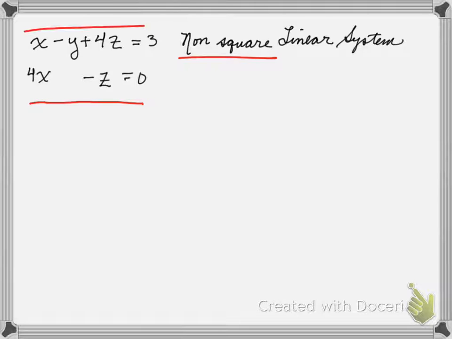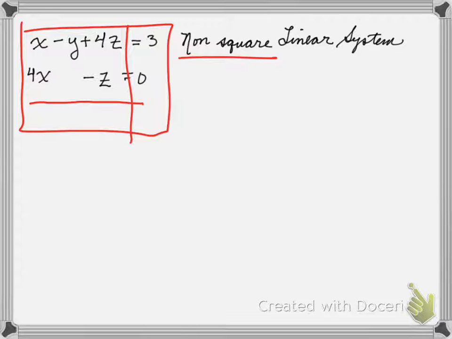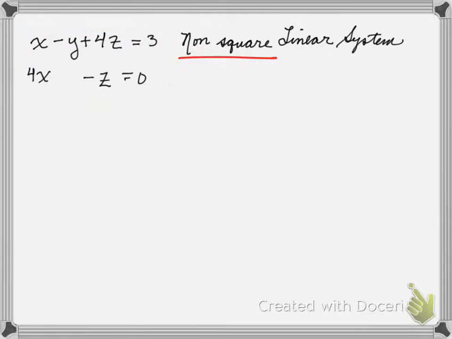If I had 3 equations, I would consider that square. So it would be a square system if I had 3 variables, 3 equations. We could go up to 4 variables. If I had 4 variables, I would want 4 equations in order to have a square system. So this is a non-square system, and what do we do with this?